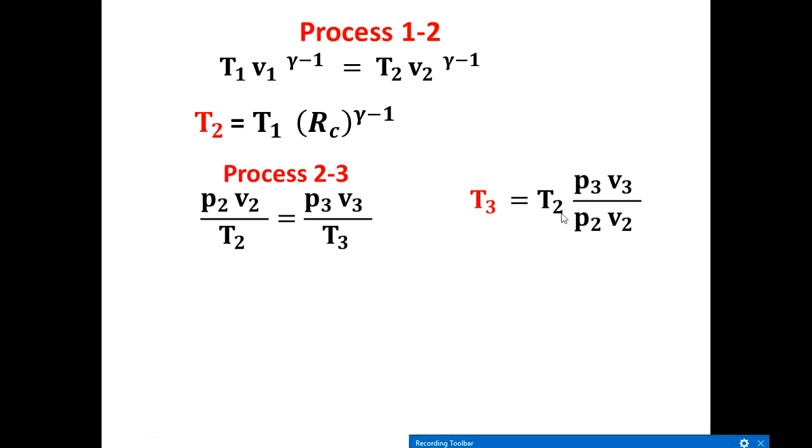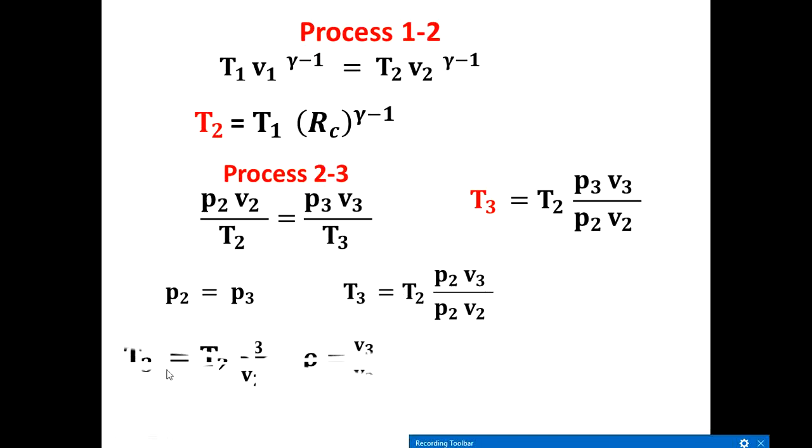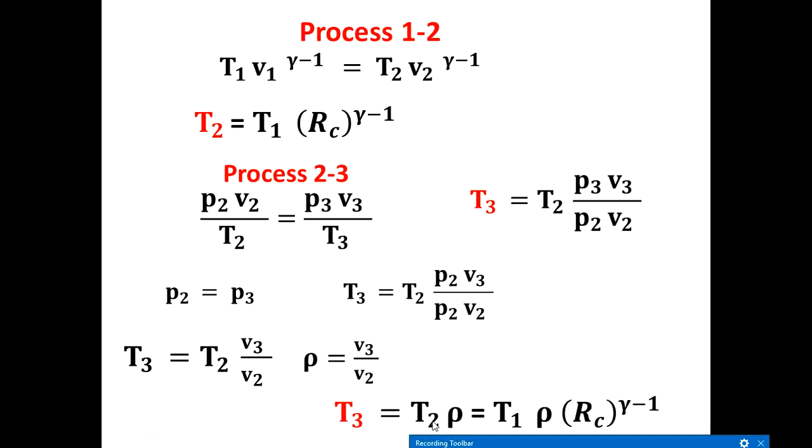You put T2 here, and it will be converted into T1 RC to the power of gamma minus 1. P2 is equal to P3, so T3 is equal to T2 into V3 by V2, and rho is equal to V3 by V2. It is a very important concept, that is the cutoff ratio, where fuel is added from a particular volume to another volume. That ratio is called the cutoff ratio. This is a very important concept while doing problems. The cutoff ratio is equal to V3 by V2. Therefore, T3 is equal to T2 into rho, in terms of T1. Therefore, put the T2 value: T1 rho into RC to the power of gamma minus 1.